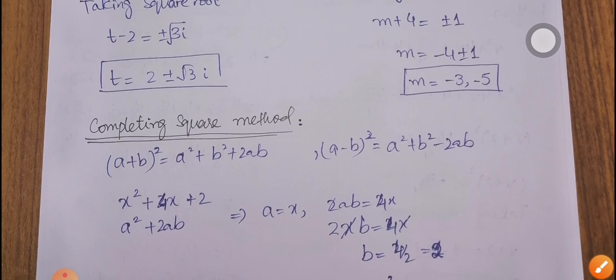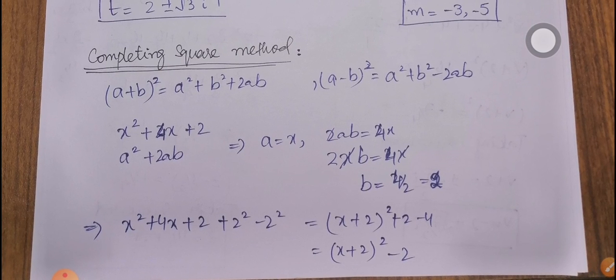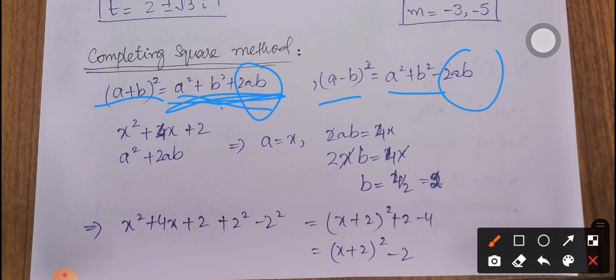The next method is named the completing square method, and in the completing square method we have to complete the square of the expression. We know that the perfect square formulas are (a + b)² = a² + b² + 2ab, and (a - b)² = a² + b² - 2ab. You can see that the only difference is the plus and minus sign of the 2ab term. What is meant by the completing square method is that we have to complete these terms depending on the sign of the coefficient of x.